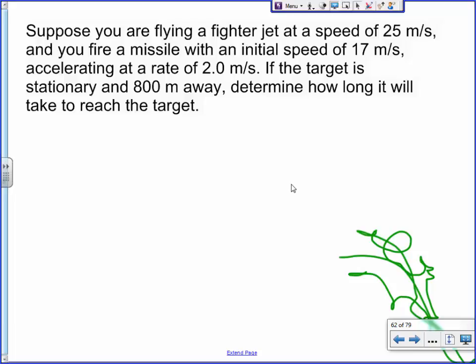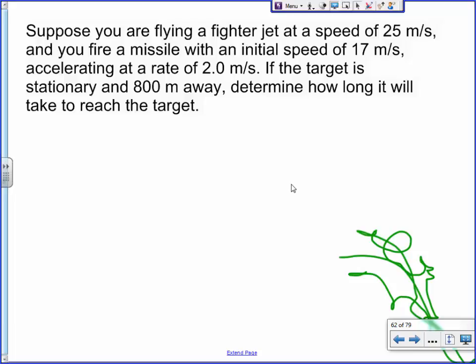Yeah, right? Because you're traveling 25. The missile itself is traveling 17, right? So now we got to figure out how long it will take to reach the target. So this one's actually a little bit simpler here. The velocity of the jet happens to be 25 meters per second. But the velocity of the missile would be 25 plus 17 meters per second. So what, 42 meters per second. I'm going to be more specific though, that's the initial velocity of the missile.